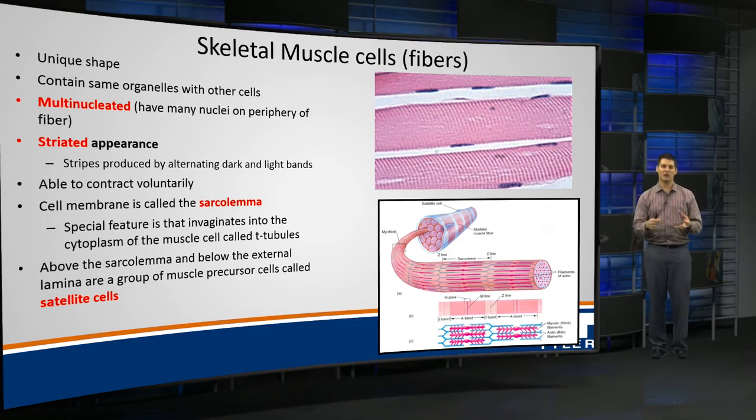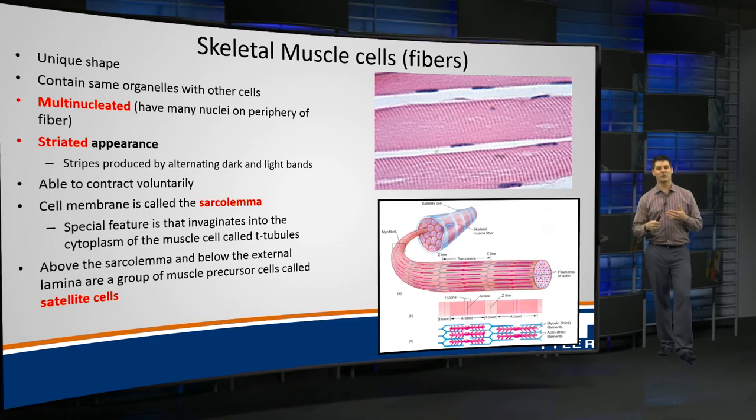So relatively large, both in size and in length. Right? Skeletal muscles do contain the same organelles as all other cells, right? So that lumps everything in from nuclei to mitochondria, which you're going to learn as we move along, my favorite organelle. We can lump in the Golgi, rough ER, smooth ER, et cetera. All those are found within the muscle.